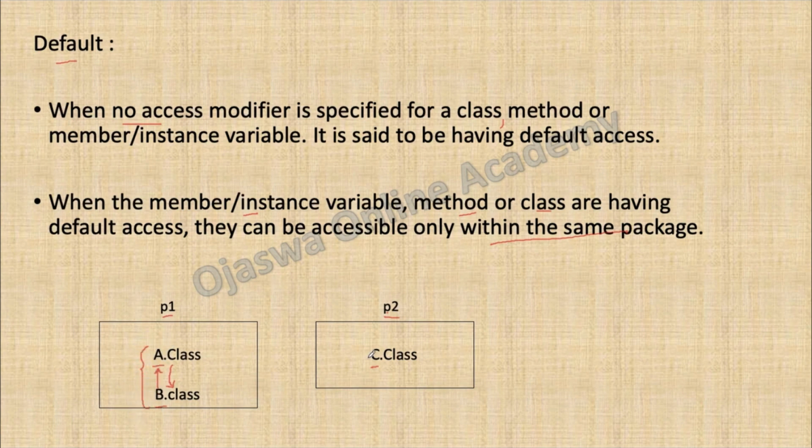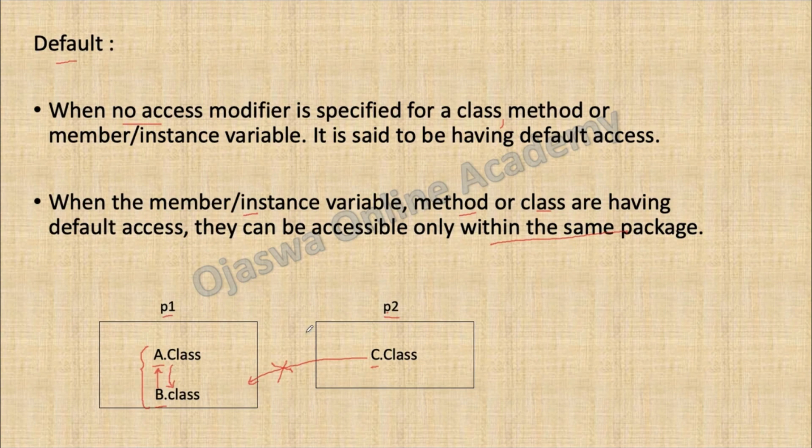But class C cannot access instance variables and methods belonging to class A and B that has default access, because class C is in a different package and default access is there only within the same package. So this thing you have to remember, that in default access only within the same package classes are accessible. Classes are not accessible outside the package.